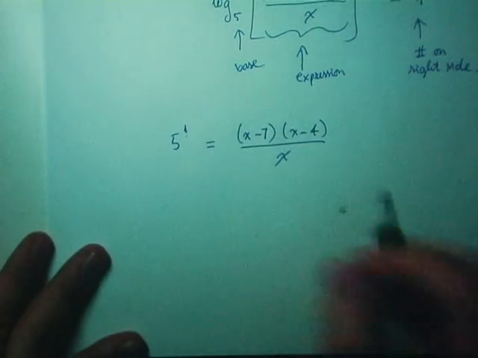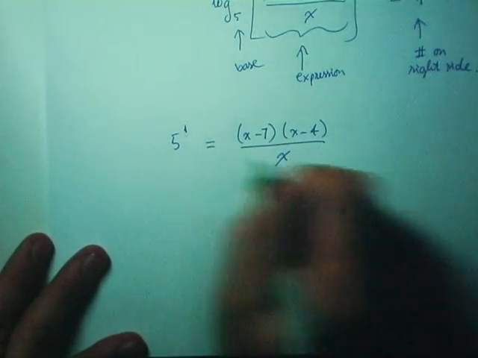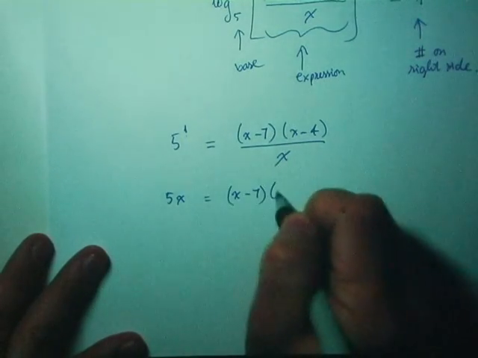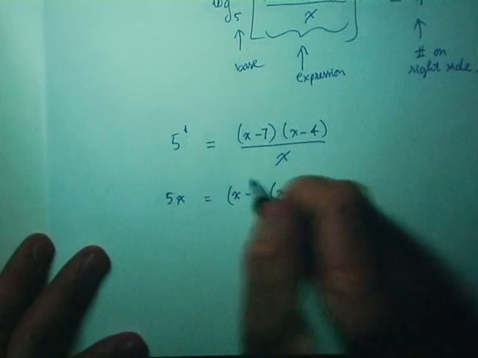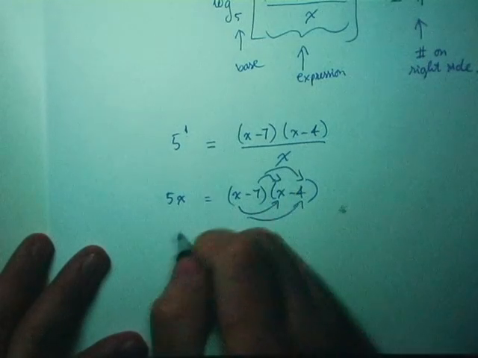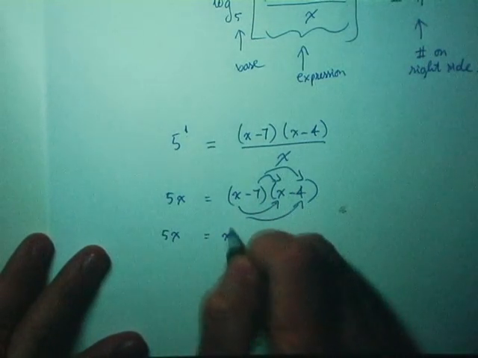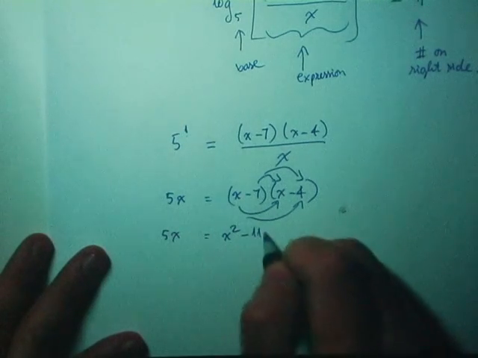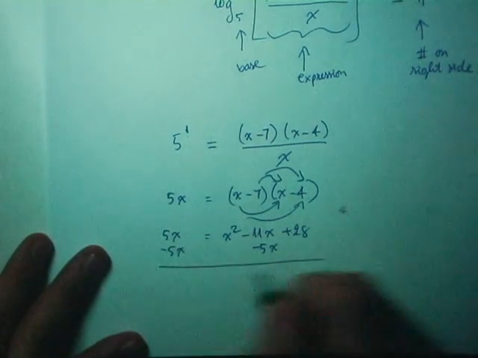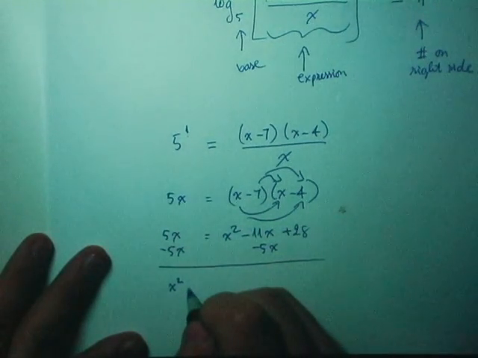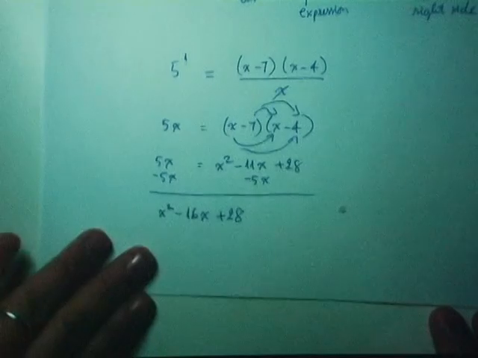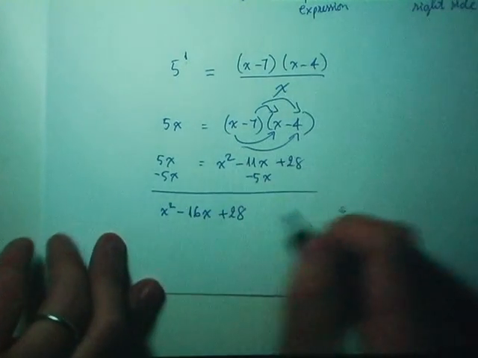Now to pick up on this equation, I'm going to multiply x to both sides, and I'm going to have 5x equals x minus 7 times x minus 4. Of course, you need to FOIL this out before you can attempt to solve further. So I have 5x equals x squared minus 11x plus 28, and then subtracting 5x over, altogether it's x squared minus 16x plus 28, and equals 0.